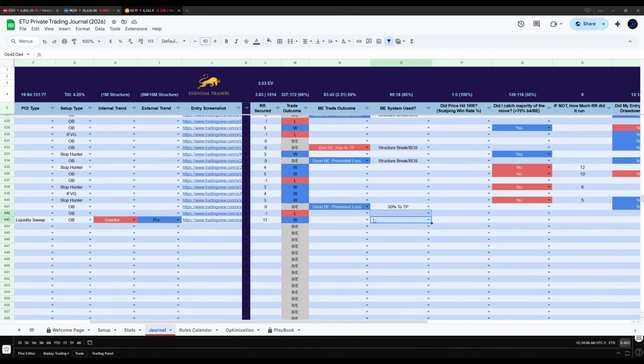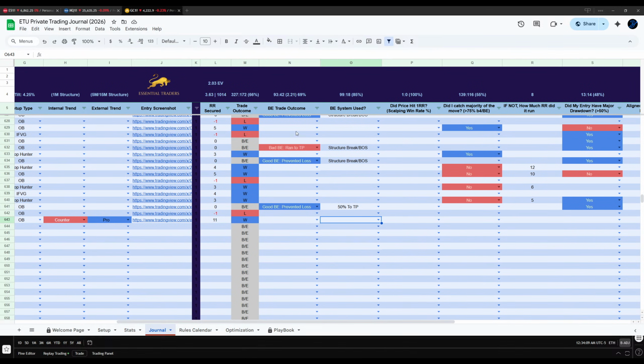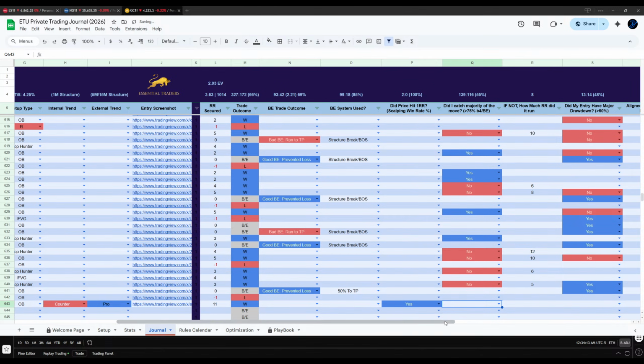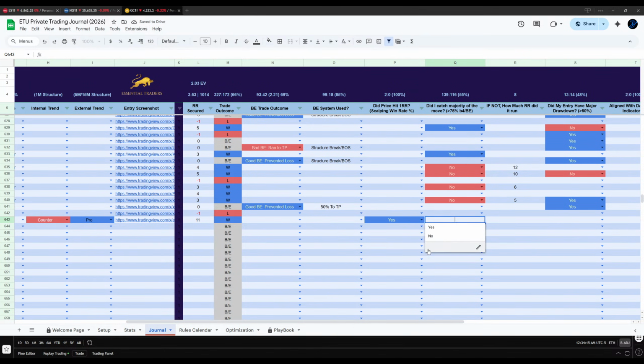Because we didn't go break even, we don't need to fill out either of these two columns. This is only for break even trades. The price hit 1 to 1. Obviously it did, it hit 1 to 11. Did my scalping win rate? Did I catch majority of the move? No, I did not. This column is a little iffy.